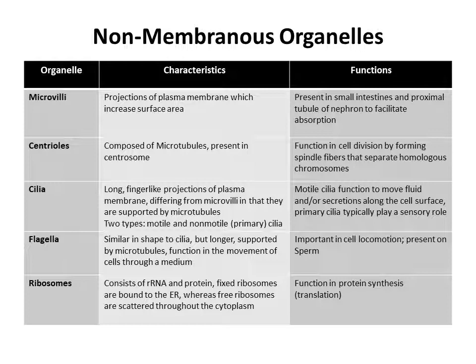As for the cilia, they are long finger-like projections of plasma membrane, and they differ from microvilli in that they are supported by microtubules. They are further divided into two types, motile and non-motile, which is also known as the primary cilia, or primary cilium if it is on one cell.